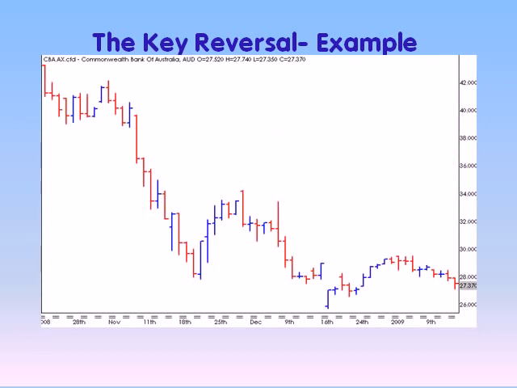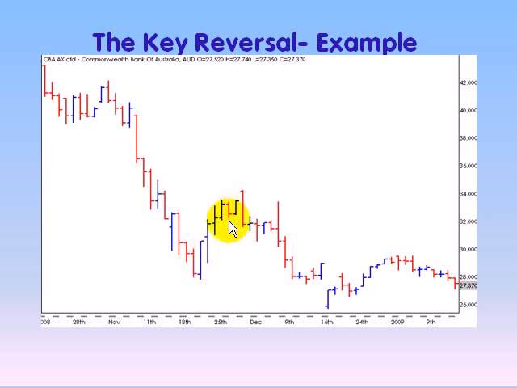Alrighty then, Commonwealth Bank of Australia. Nice downtrend into a key reversal, an outside bar with an open below the previous close and a close above the previous high. Price then enters a counter trend rally.